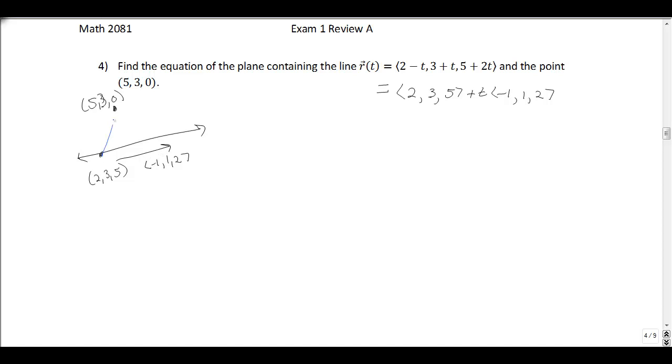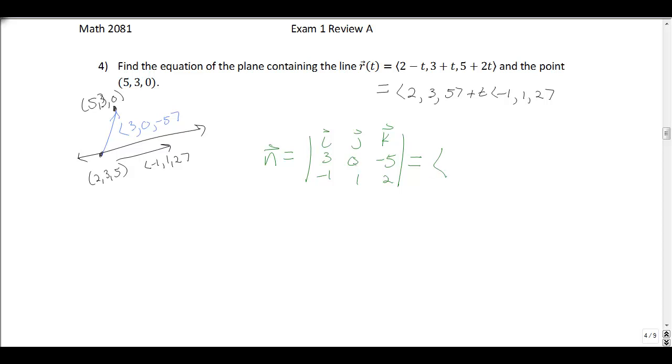So that other vector, we can take our 2 points and subtract them. So I'm going to do 5, 3, 0 minus 2, 3, 5. When you do that, 5 minus 2 is 3. 3 minus 3 is 0. 0 minus 5 is negative 5. So now we have a new vector, and that and the negative 1, 1, 2 are both in the plane. So we can get a normal vector. Our normal vector should be the cross product of those two vectors. So we're going to do i, j, k, 3, 0, negative 5, and then negative 1, 1, 2. So that will give us a normal vector to the plane.